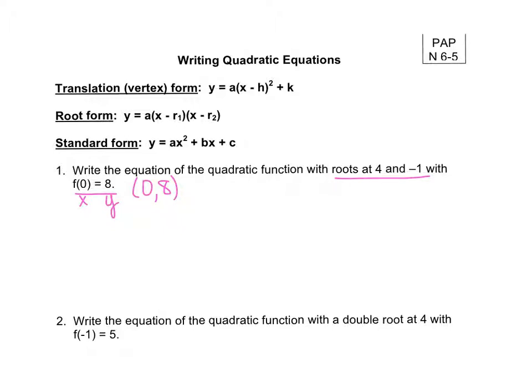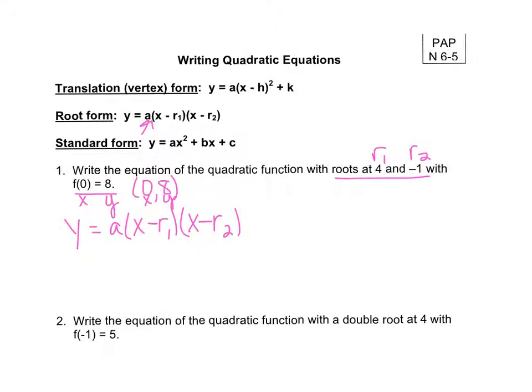So we're given roots and we're given a point that our line goes through. So what we need to do is plug it into root form since we're given the roots. And we are missing our a. So we're going to have to find a, which is the coefficient in front. So first I'm going to write down my root form. I'm going to say my R1 is 4, my R2 is -1. And then I'm going to plug in 0 for x and 8 for y.